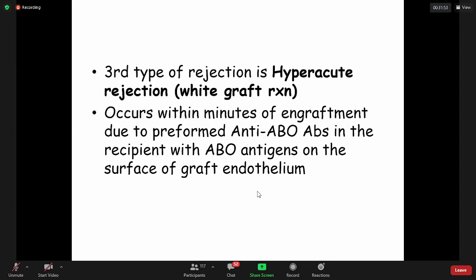So that's hyperacute rejection. And this occurs within minutes of a graft being given. This is common in blood transfusion. People who receive blood that is not properly cross-matched, the reaction is immediate. And this is usually due to preformed antibodies.